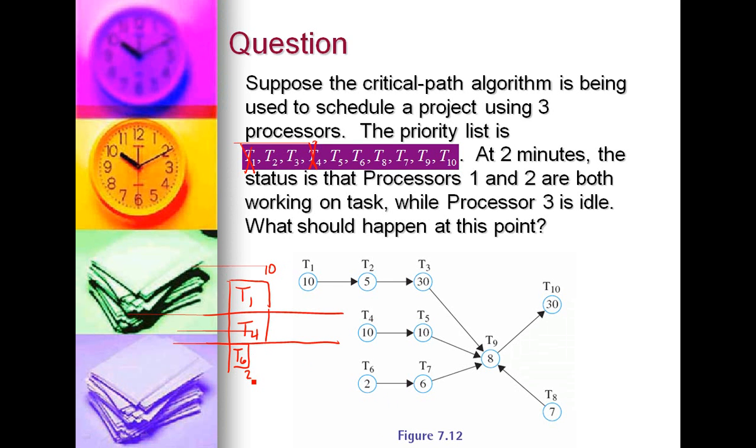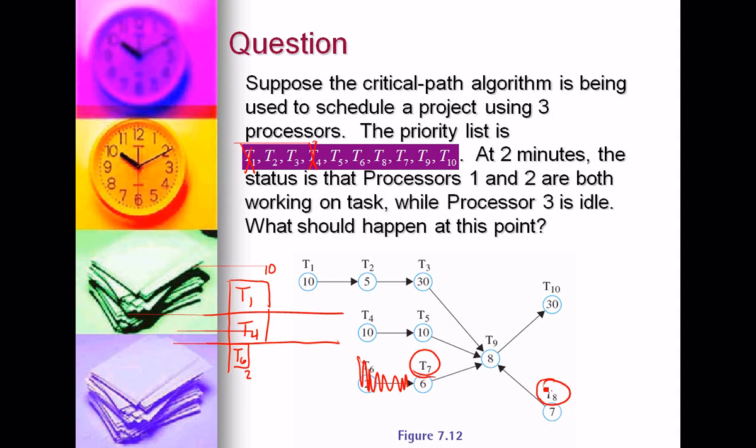Now at this 2-minute time slot, T6 is complete. That makes T7 and T8 ready tasks. So what we're going to do is look at the priority list. T8 comes first, so we're going to assign T8 to processor 3.